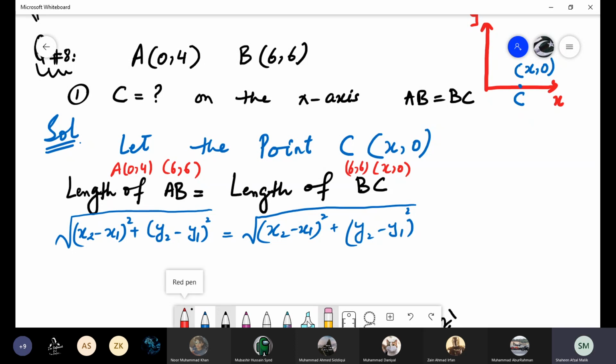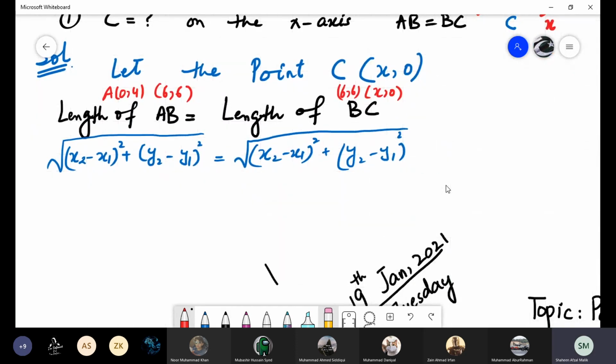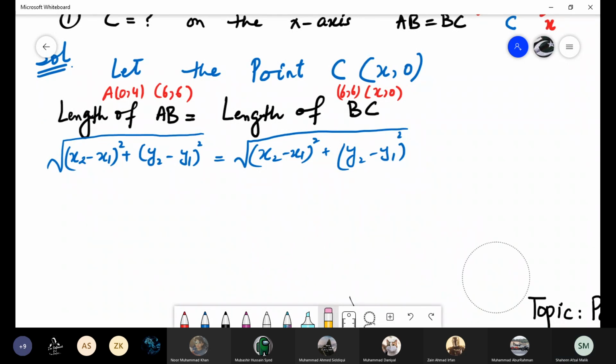Yes, girl. Yes, boy. Quickly. Oh, just 1 minute. Why the board is not clear? Yes, beta. Continue. Substitute the values.